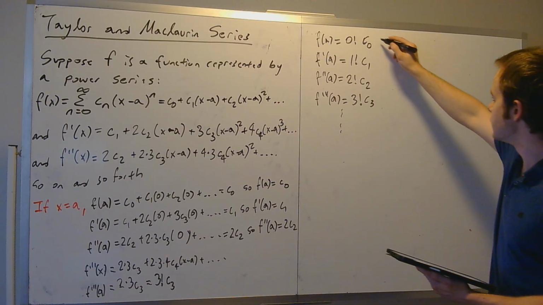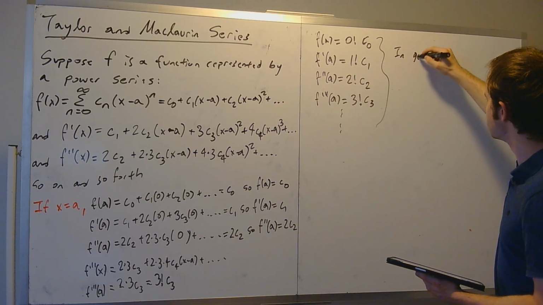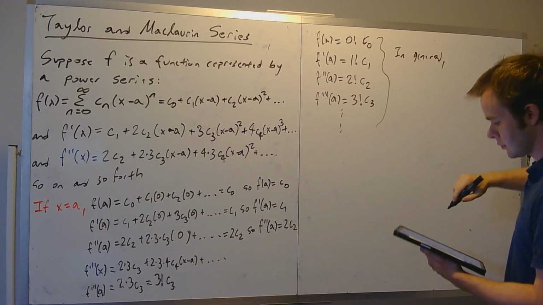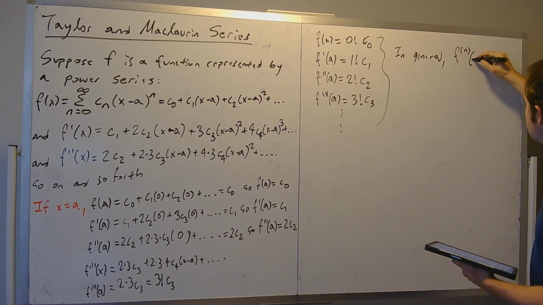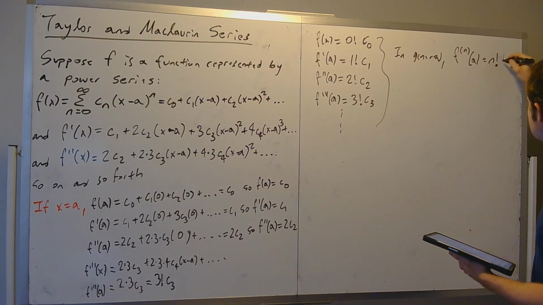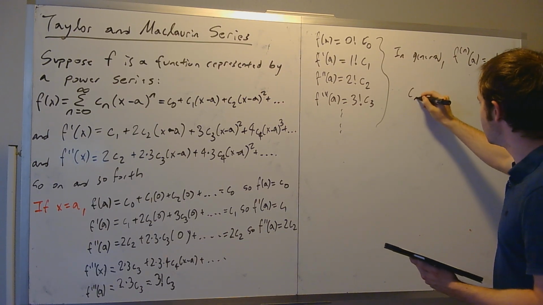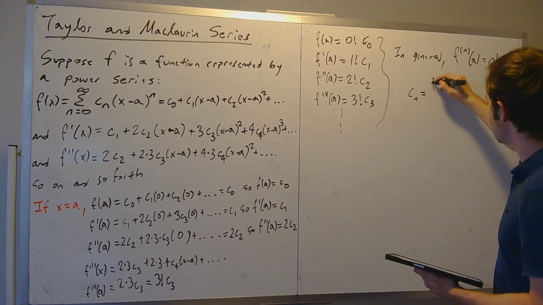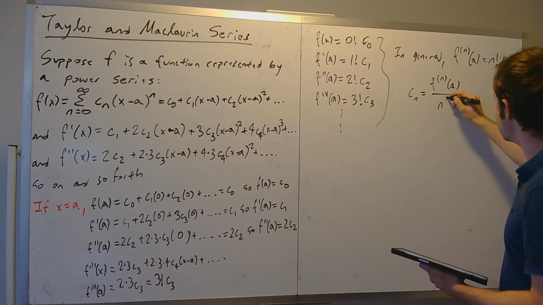So what we can say here is that in general, we're going to have that the nth derivative of our function f at a is going to be equal to n factorial times cn. That's our pattern that we have. Or if we solve this equation for cn, then we're going to have that cn equals the nth derivative of f at a over n factorial.